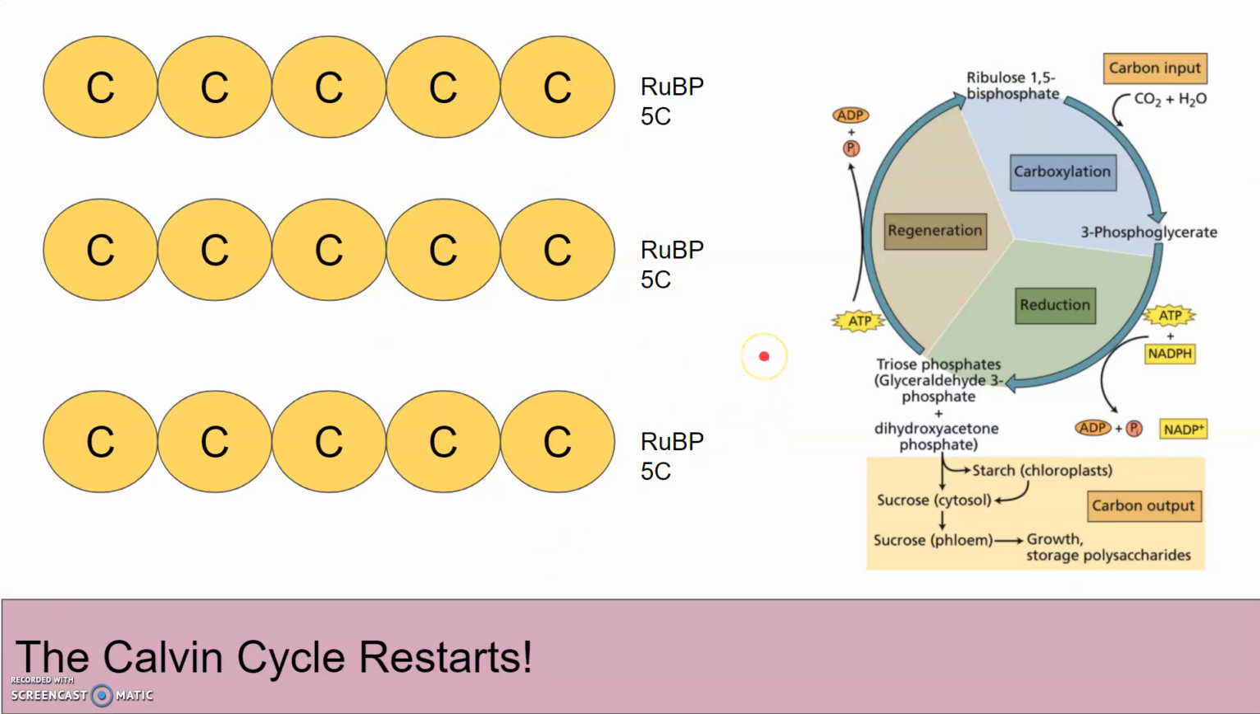And so that's the whole Calvin cycle. Now these 3 RuBP molecules will go on to be used in the first phase again and again and again, and each cycle will yield starch or sucrose for the plant. So that's all.